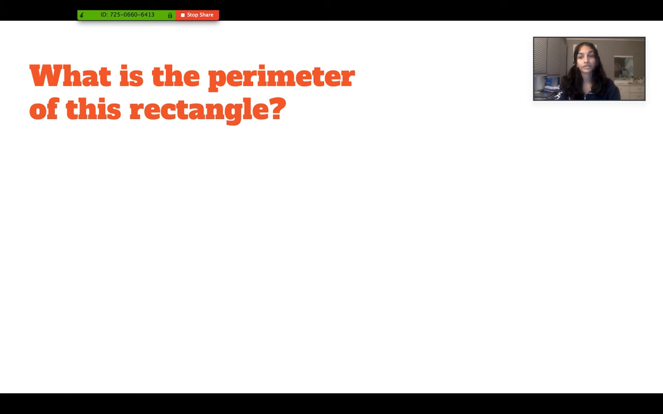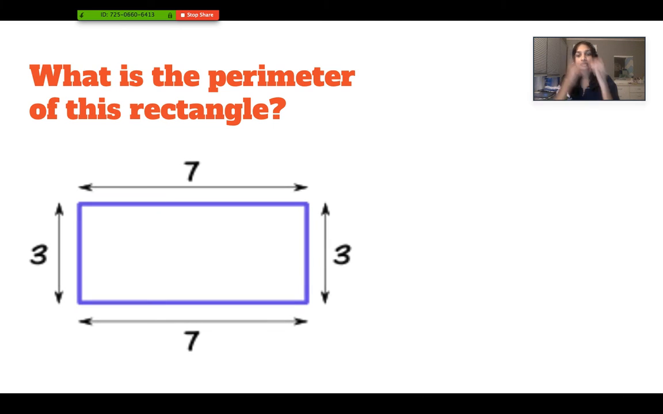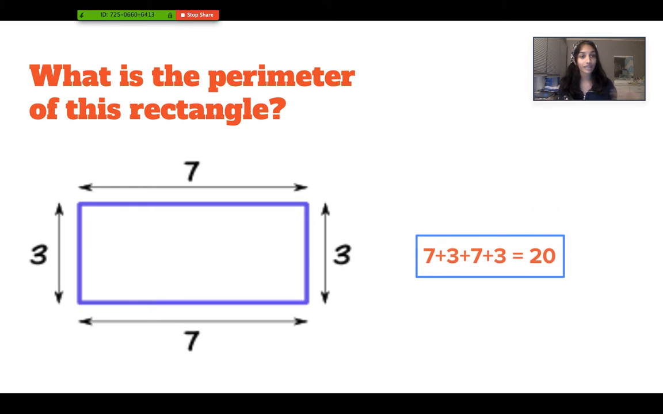What is the perimeter of this rectangle? So here's the rectangle, and we know that the side lengths are 7, 3, 7, 3. One way to do this is we just add it all up. 7 plus 3 plus 7 plus 3 is equal to 20, which is the perimeter of this rectangle. But there is another way to solve this.